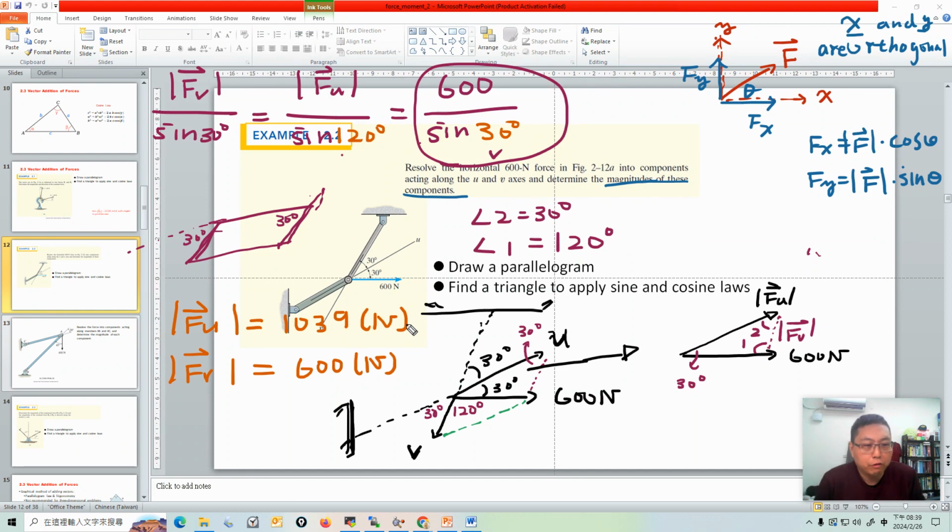So once again, for force decomposition, especially in a non-orthogonal coordinate system, just use the way we just did for finding the resultant force. Just draw a parallelogram, and then use trigonometry to figure out the force components, especially the magnitudes. It's not very difficult, but you need to find the angle by yourself. I think that's the most difficult part. Nobody can help you. So that's an example for the decomposition of force.